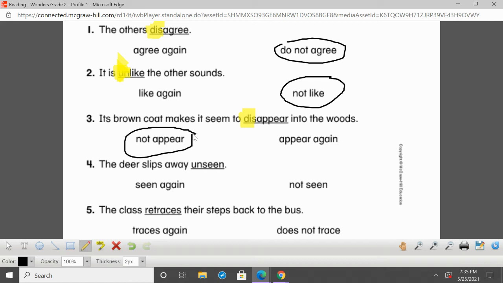All right, number 4. The deer slips away unseen is our word. So go ahead and take your pointer finger and again, pretend to highlight, point out that prefix. What is our prefix in unseen? You should have pointed to un. Our prefix is un. Let me go ahead and highlight that. And I want you to think, what does un mean again? Go ahead and yell it out. Un means not. Good. So then we use our root word seen, and we know it's not seen.